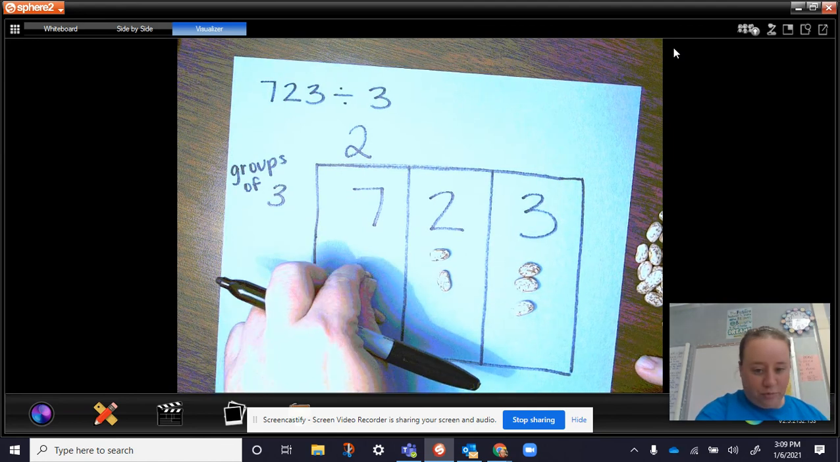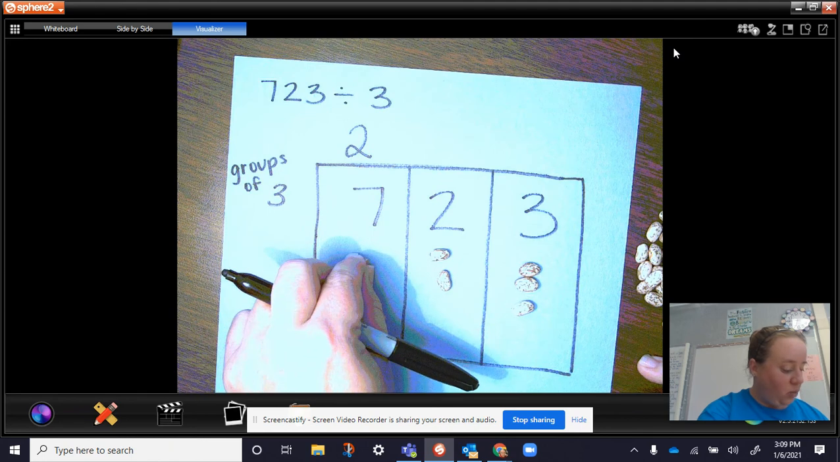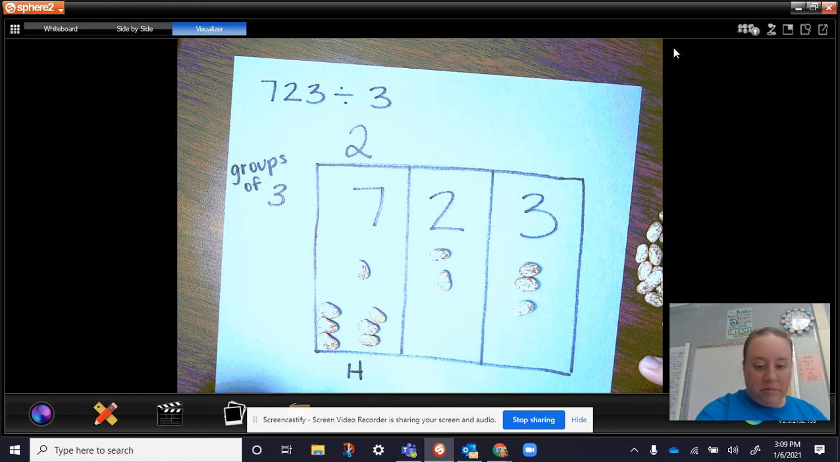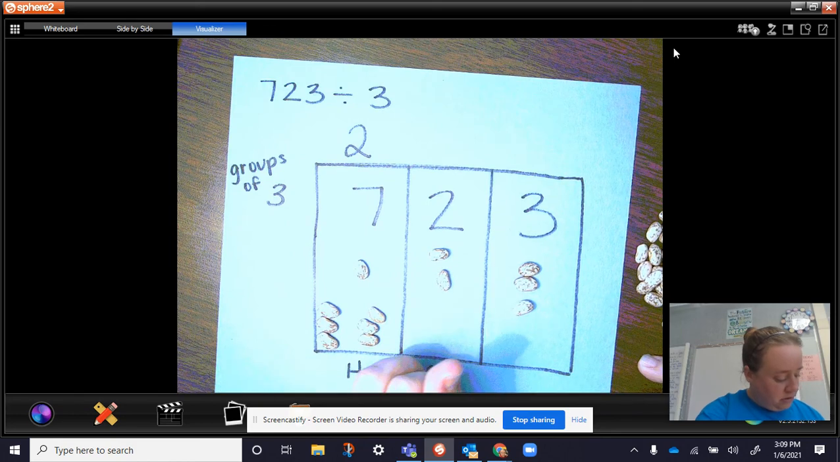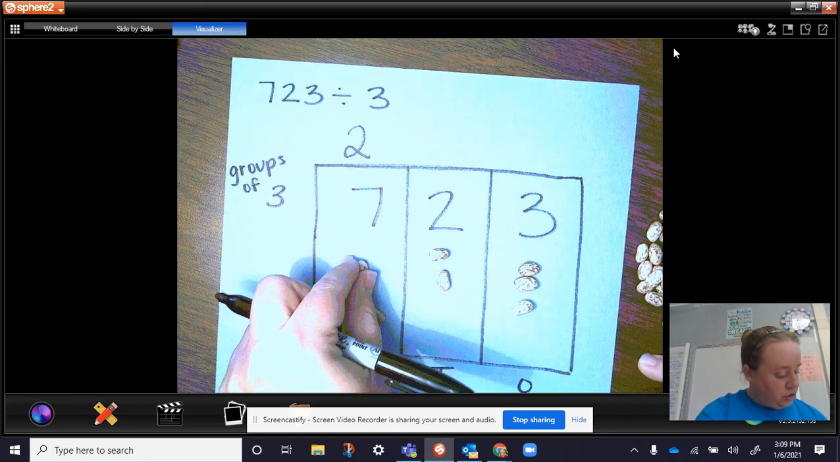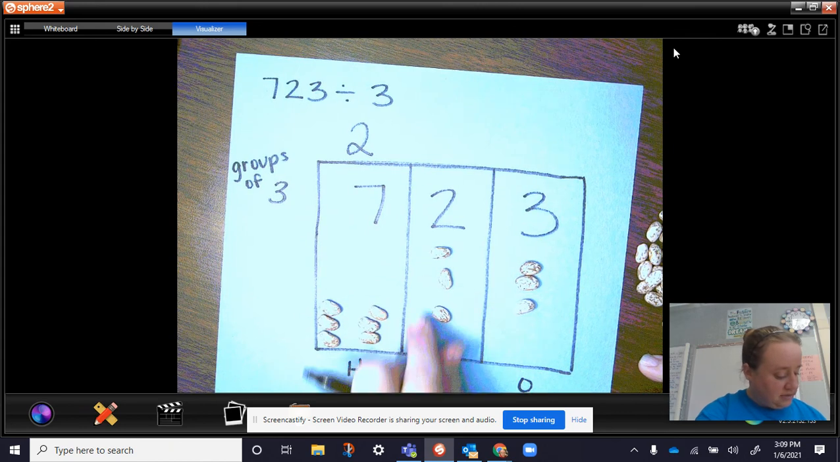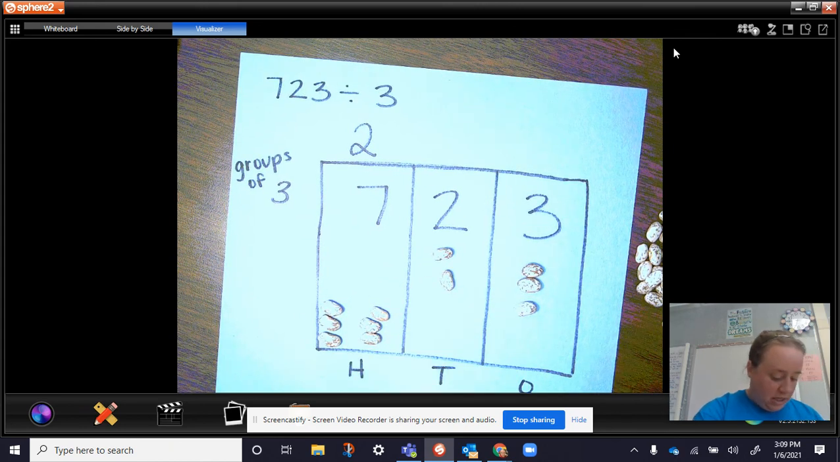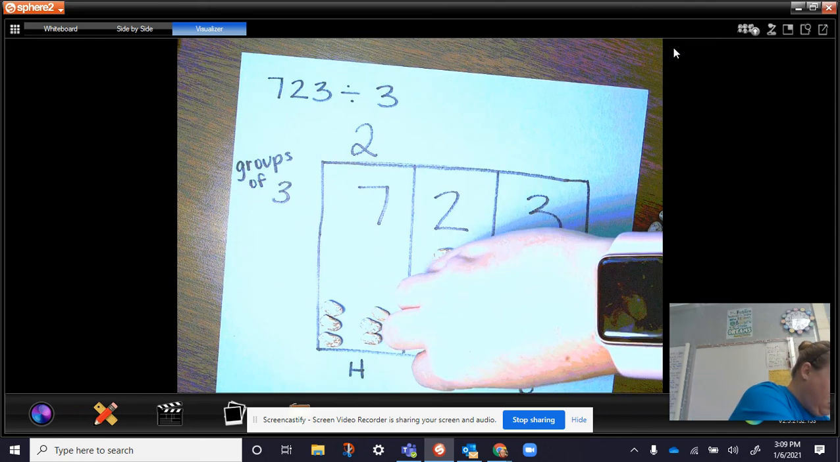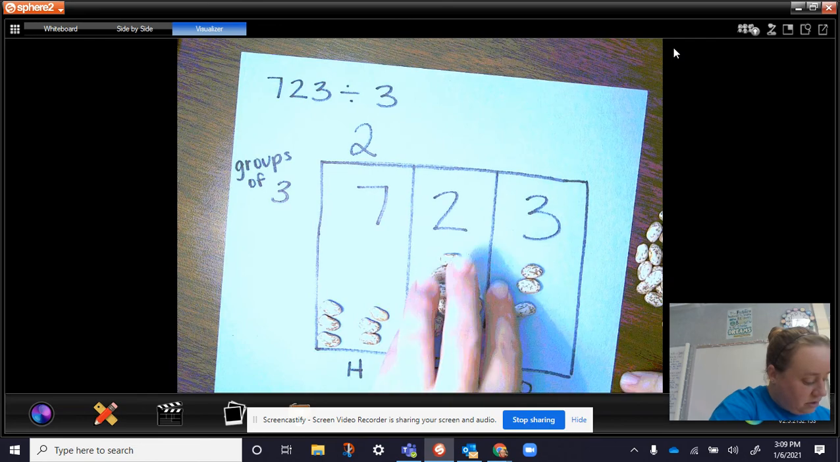Every time we go to regroup, we're going to take 1, and this is like 1 in the hundreds place because the 7 is in the hundreds. And so if I take 100 and regroup it to the tens, I have to change it out. Instead of 100, I'm going to make it be 10 tens because that's the same as 100. So I'm going to count out 10 beans. 1, 2, 3, 4, 5, 6, 7, 8, 9, 10. All right, so now I'm going to add those to my tens.